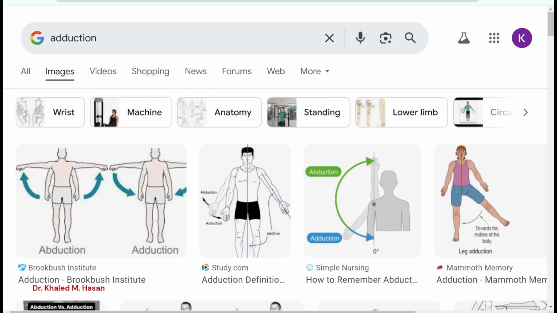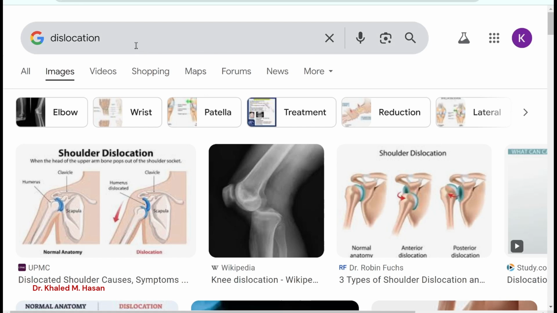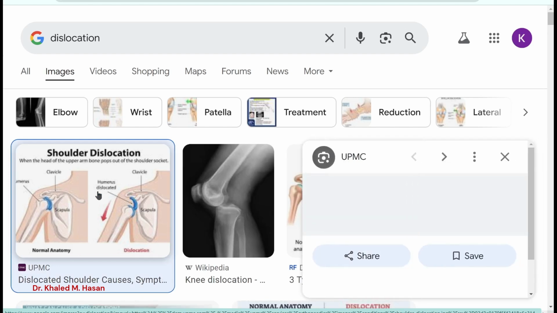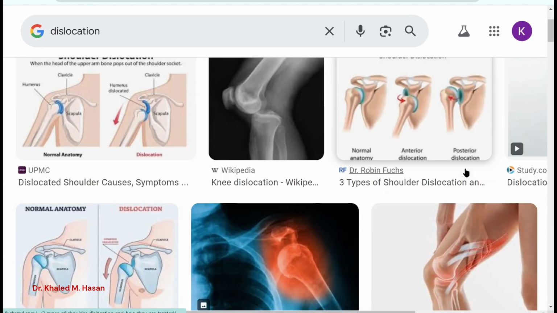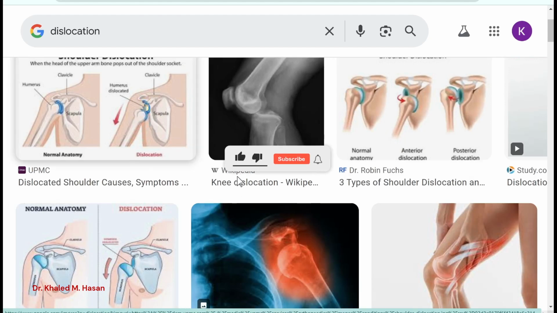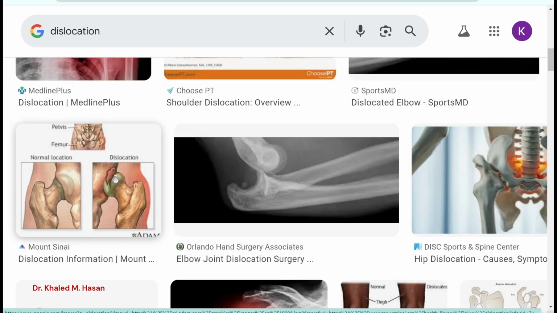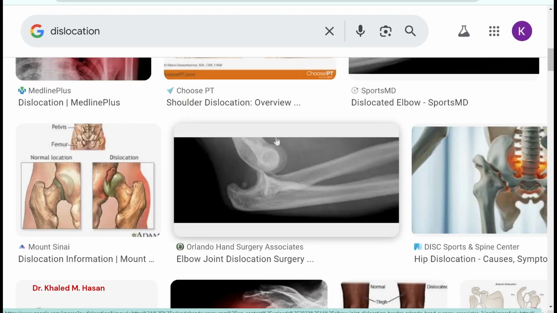Okay, then we move to another one here. Speaking about this, dis means separate. We talk here about displacement of a bone from its normal position in the joint. You can see here this is the normal joint. If you click on this image, this is dislocation, the displacement of the bone from its normal position in the joint. Dislocation is confirmed on the X-ray for diagnosis. So we have several examples of dislocation.